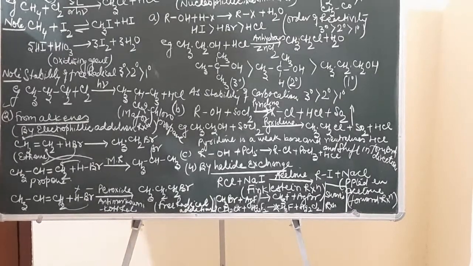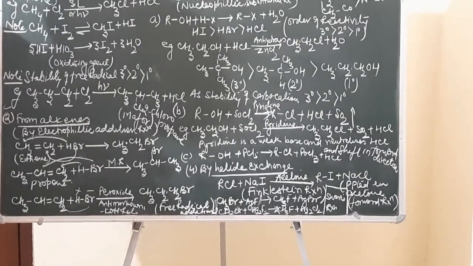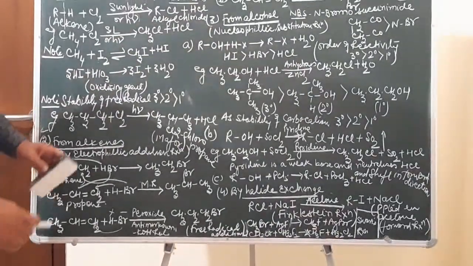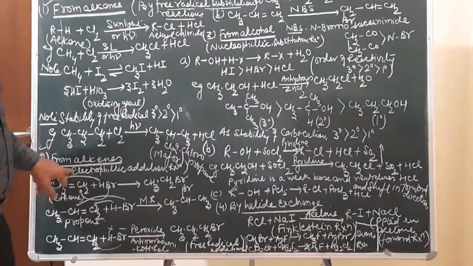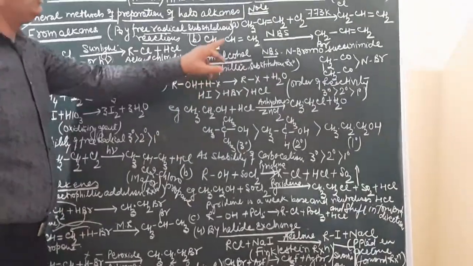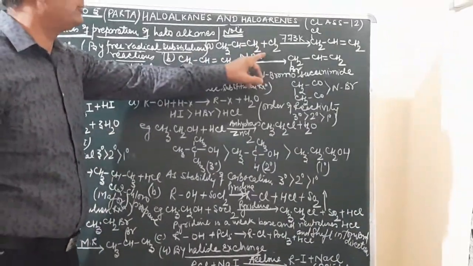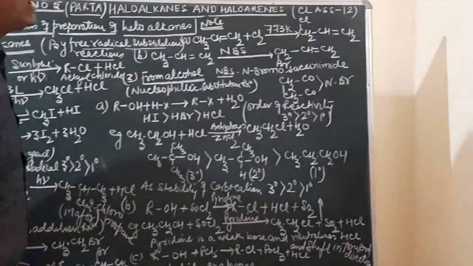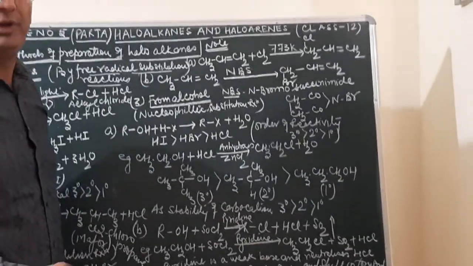Carbocation. What is the stability order of a carbocation? 3 degree will be more stable as compared to 2 degree as compared to 1 degree. Now, to alkenes, if halogens are added, then there are two specific cases. How to prepare allyl chlorides or allyl halides.